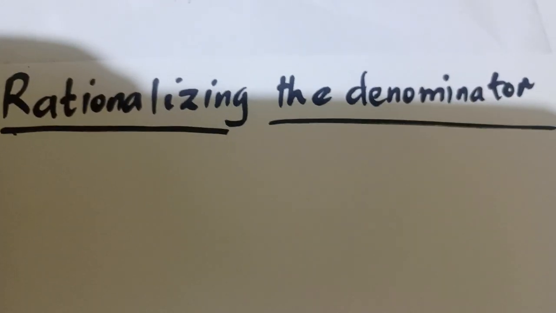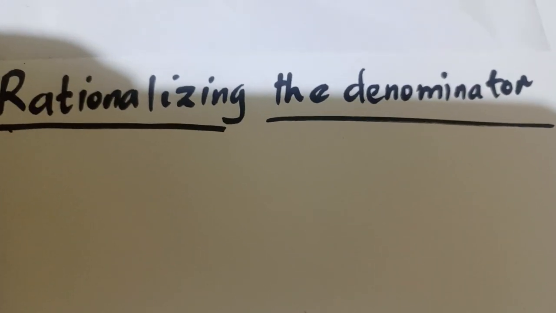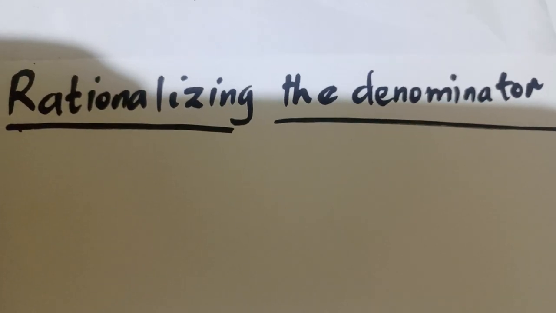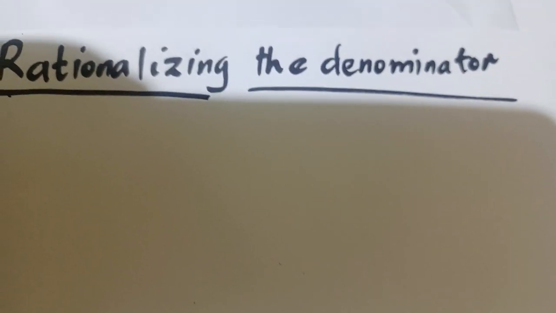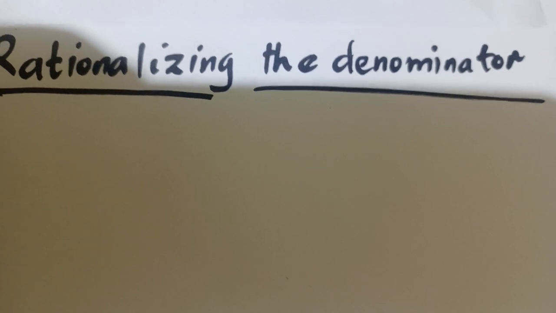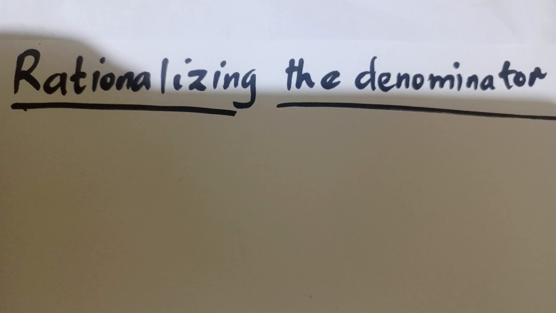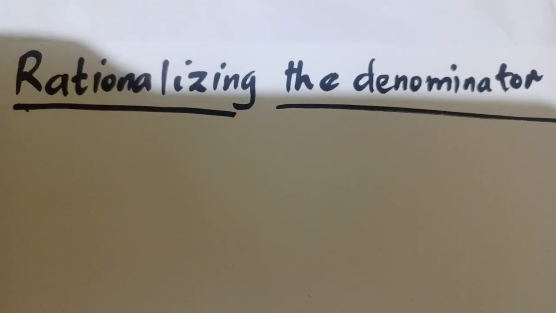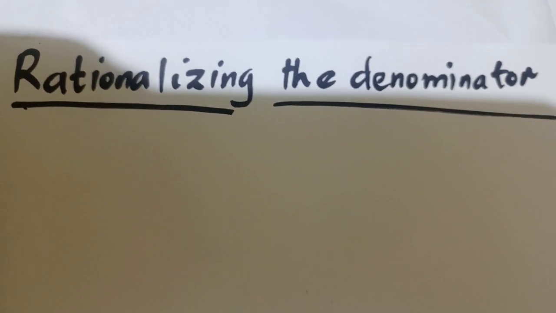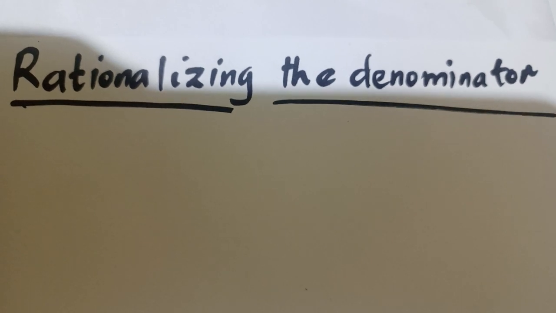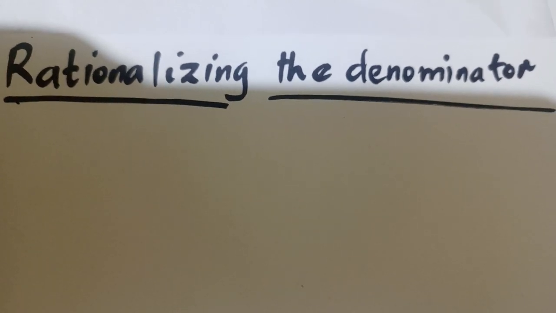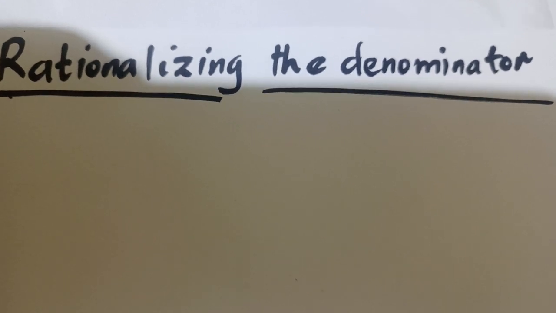In this session, I would want us to look at rationalization of the denominator. Now, if you have a surd or a fraction whose denominator is a surd, from time to time we may be required to write the denominator in such a way that there is no surd. That process is what we are referring to as rationalization of the denominator. Now, rationalizing the denominator doesn't change the meaning of the fraction. It only changes the appearance of the fraction.